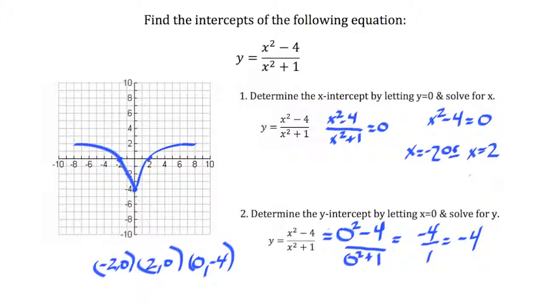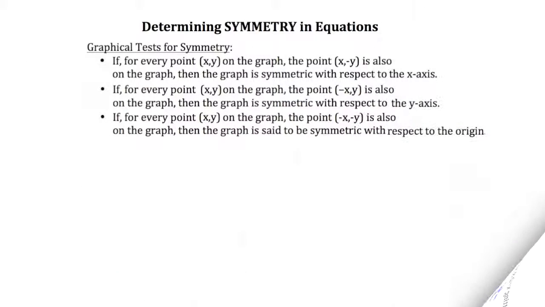So when we go ahead and plot the points on the graph, we end up with a graph of the equation looking something like the graph on the left for y equals (x squared minus 4) divided by (x squared plus 1). The next important concept in this tutorial is determining symmetry in equations. Graphs of equations can have symmetry with respect to one of the coordinate axes or with respect to the origin.